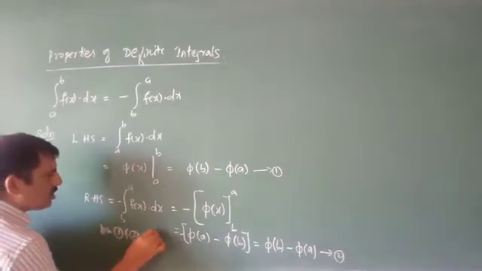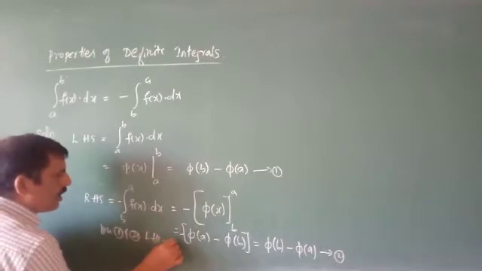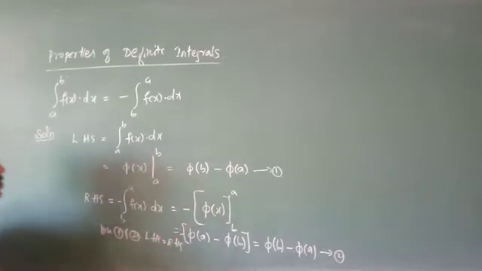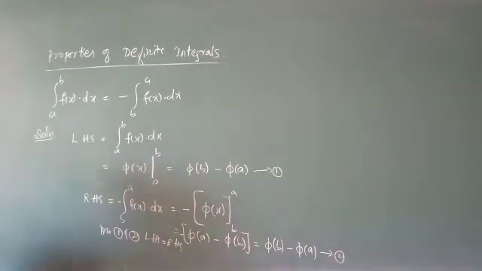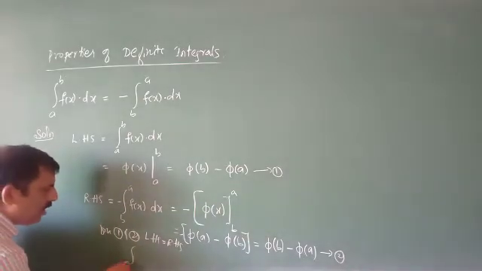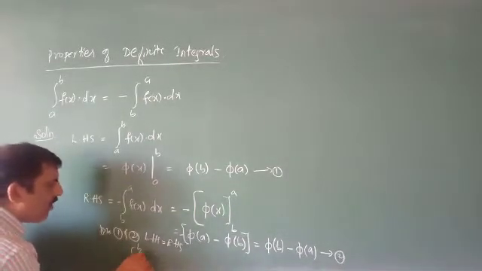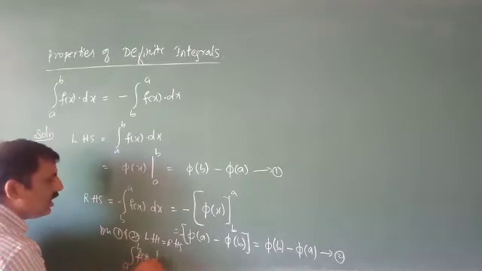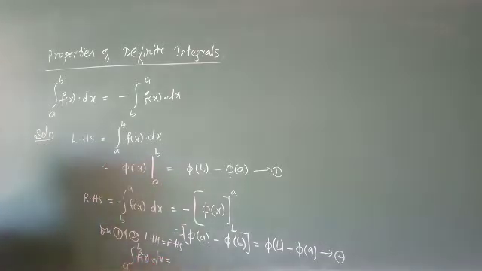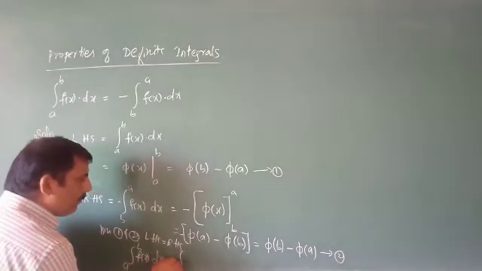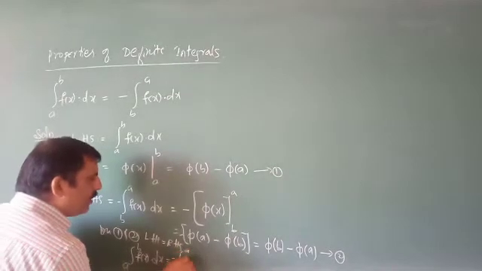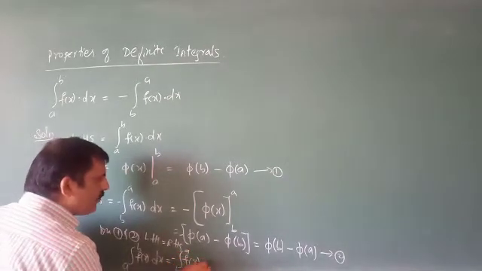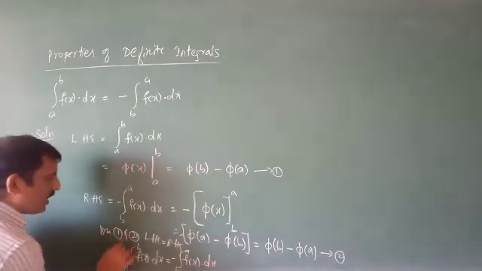From 1 and 2, LHS is equal to RHS. Hence the integral from a to b of f of x with respect to x is equal to minus the integral from b to a of f of x with respect to x.